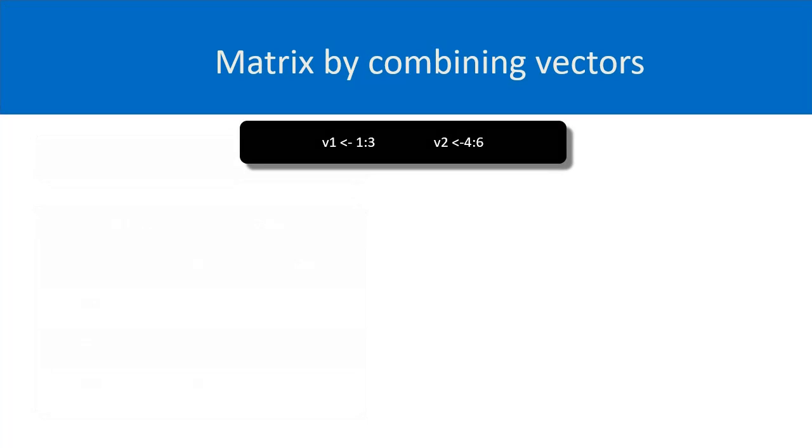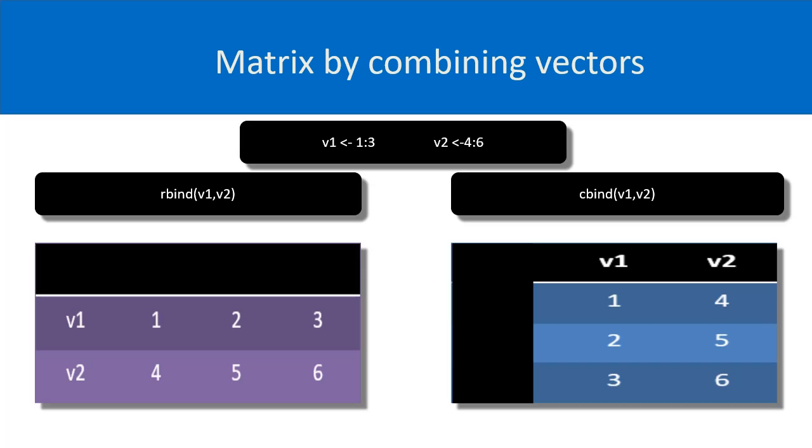We will see another example. Here we have shown how a matrix can be created by joining vectors using row binding and column binding. We have created two vectors v1 and v2. We can have more than two vectors also, however, as a simple example, we have used only two vectors. We have produced two matrices using these two functions.